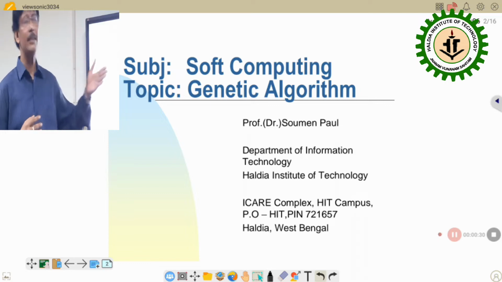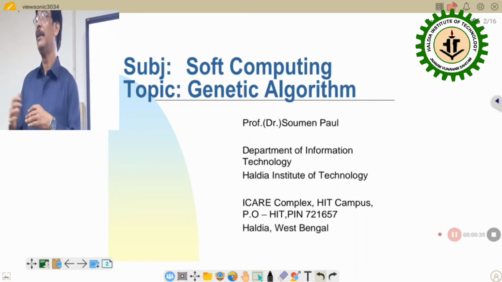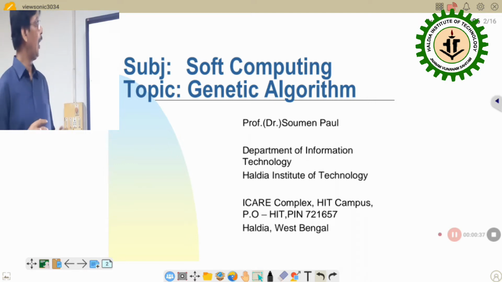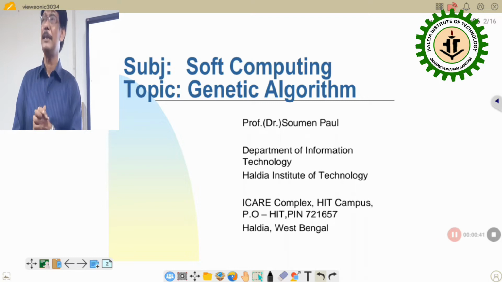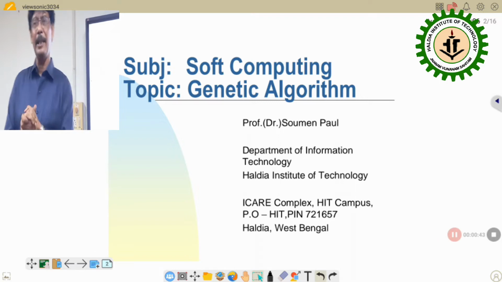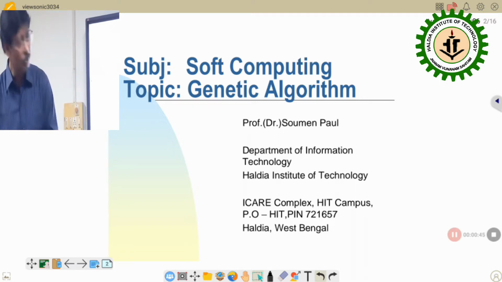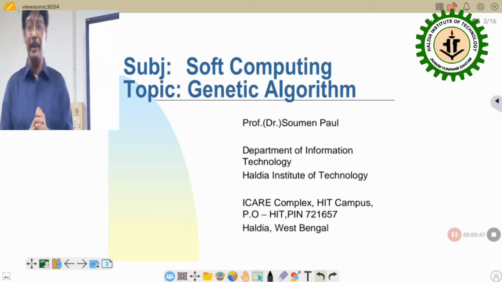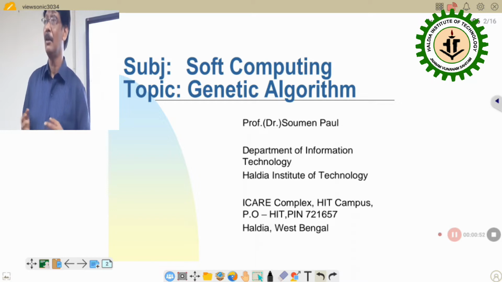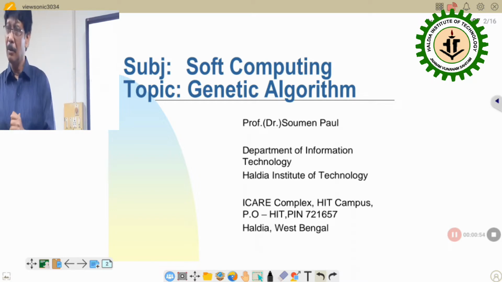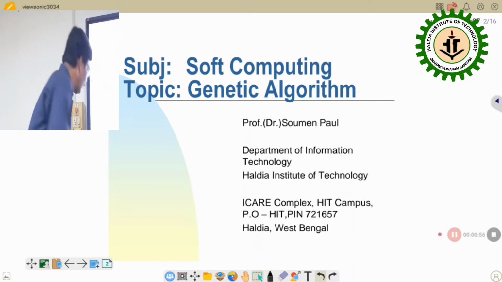And another area is called soft computing. In the soft computing area, no such rigorous math is required, and we have some tools of soft computing. One is the neural network, another is fuzzy, another is the genetic algorithm. Okay, so today our topic is the genetic algorithm, how to find the optimal solutions of complex equations. Okay, so here we can start.